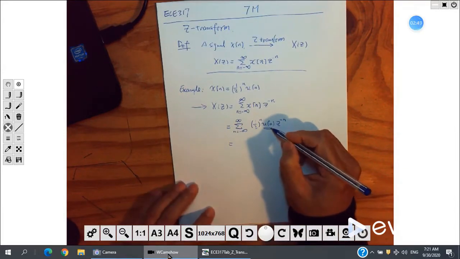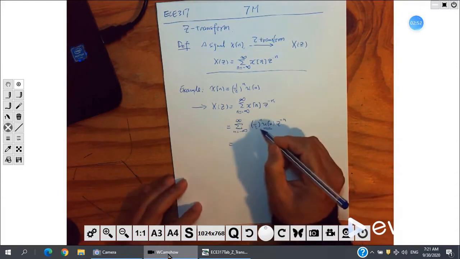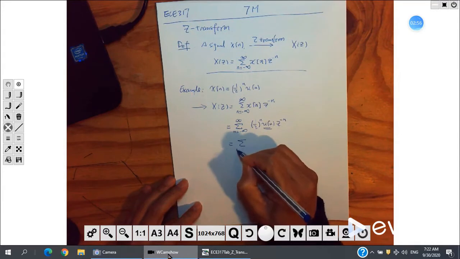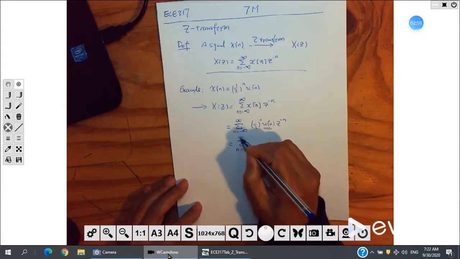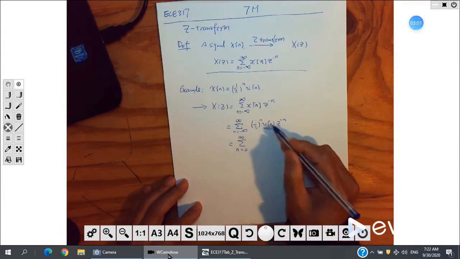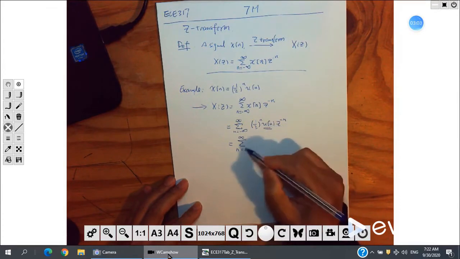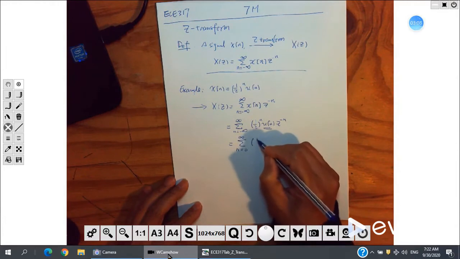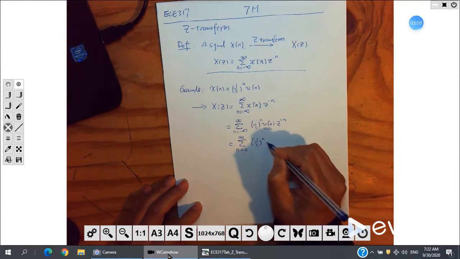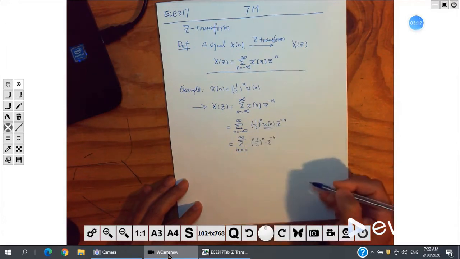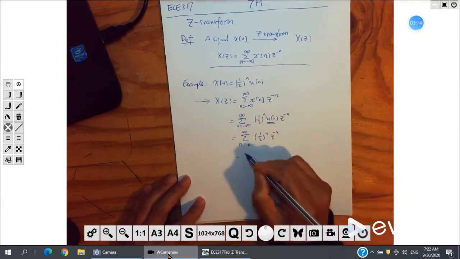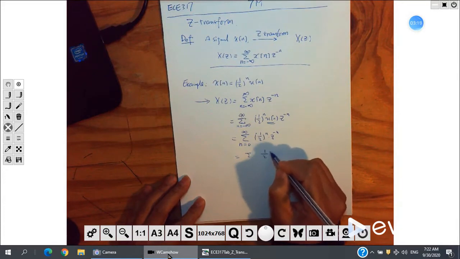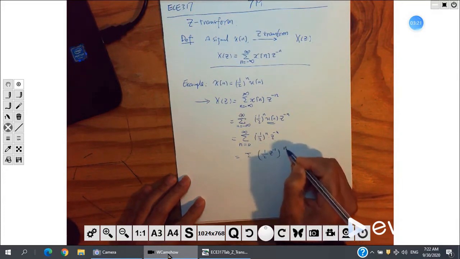When it is 0, we don't need those terms, right? The whole thing will be 0. So for the summation, we only need n running from 0 to infinity. For these n's, u of n is 1, and for other n's, this is 0. So this is 1/2 to the n times z to negative n, with u of n being 1. Then I can rewrite it, combining these two together, as the summation of (1/2 z to negative 1) to the power n.